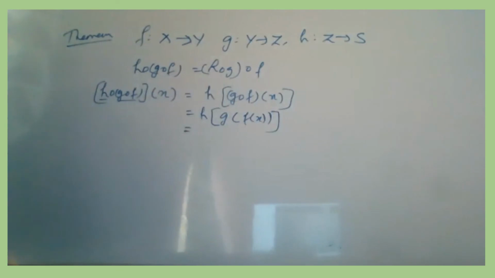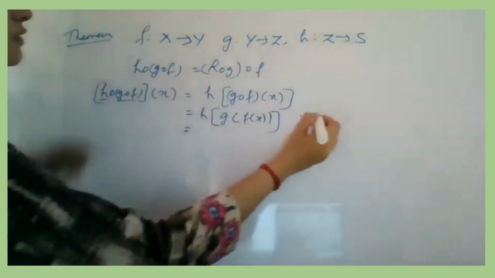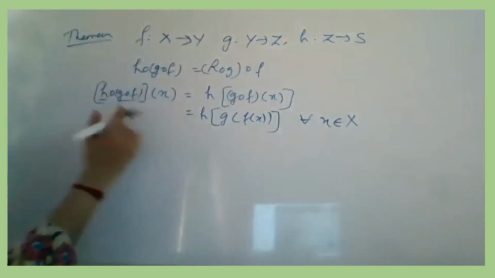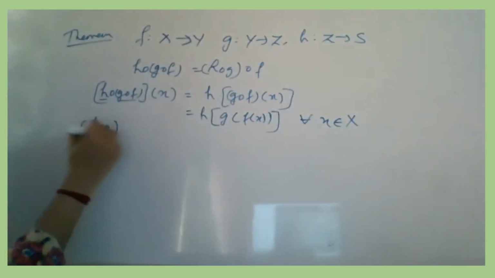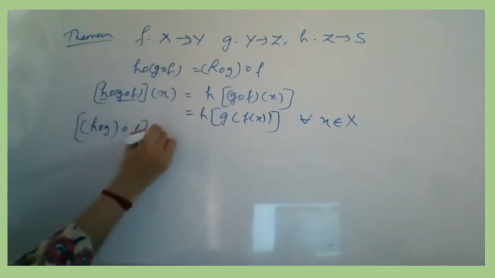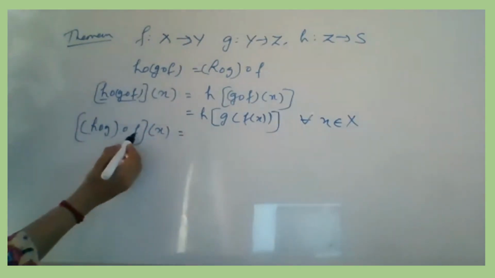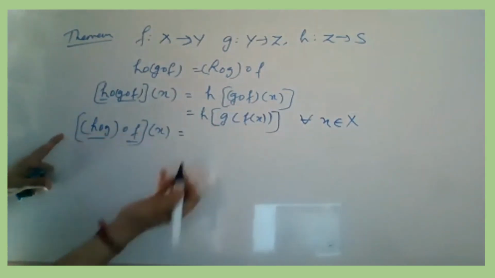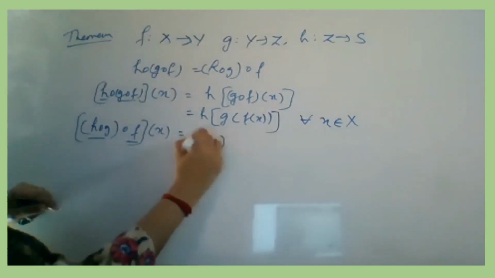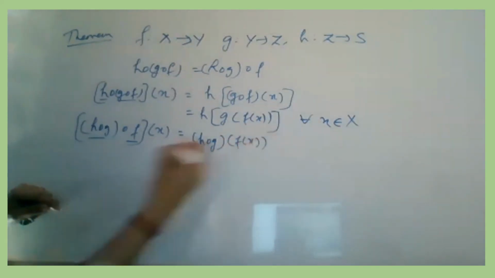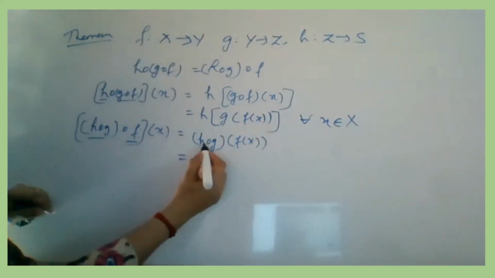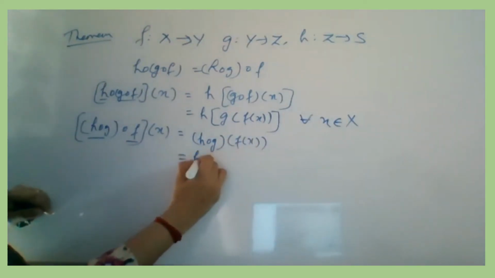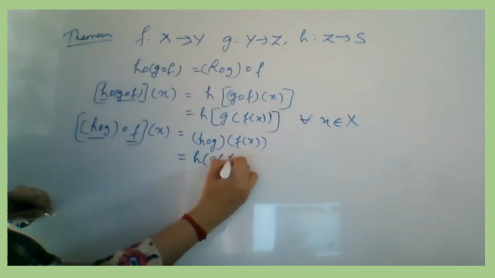And this is true for all x in the first set X, because we apply f first. Now we'll start with (h composition g) composition f of x. Again x, because f is applied first. So you'll get h composition g for the first function and f the second, so h composition g of f of x. Again you will apply here: these are two functions, with f of x in place of x. So you get h of g of f of x.